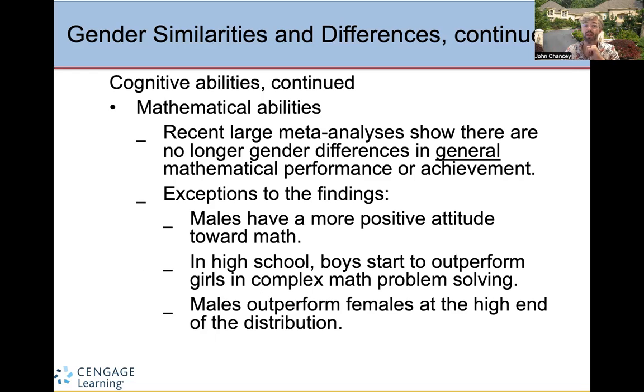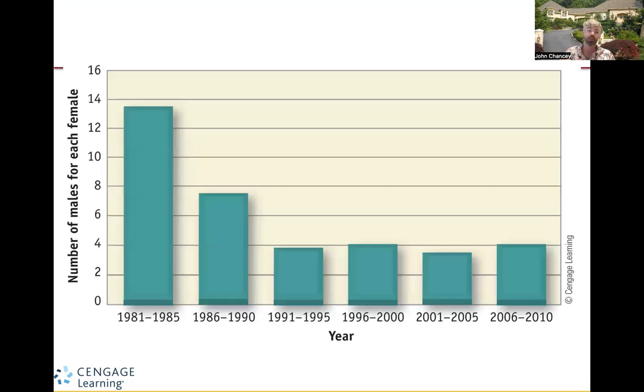Males tend to outperform females at the high end of the distribution. But again, there are so many other factors that go into it, not just simply being male or female. So we need to be really careful about how we interpret those results. We also see, in terms of the ratio of males to females in mathematics courses, that shrinking. There are more and more female students taking math classes, taking higher math classes.